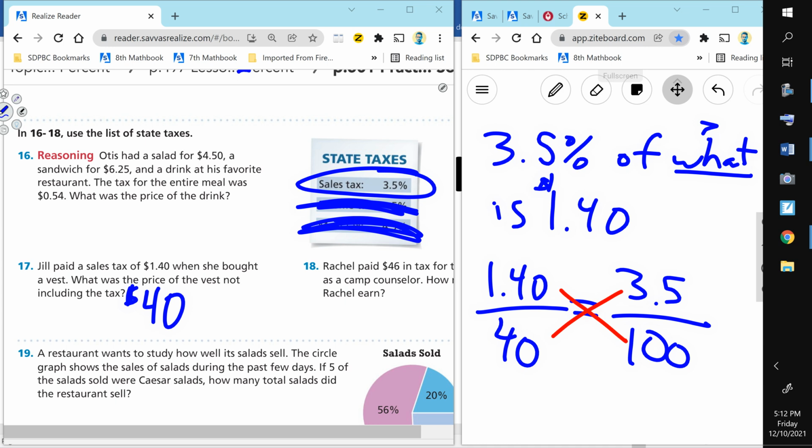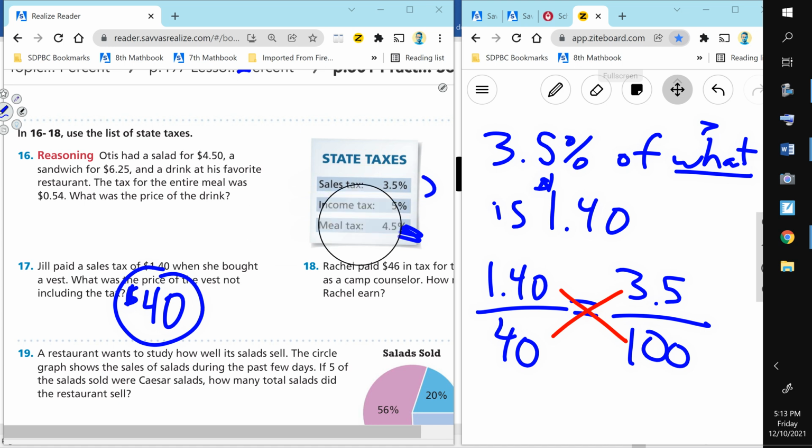The price of the vest, let's see if it makes sense. Does that look about right? It honestly does to me. 3.5% of 40 is $1.40. Yeah, that looks right.